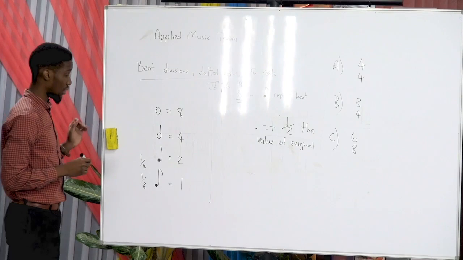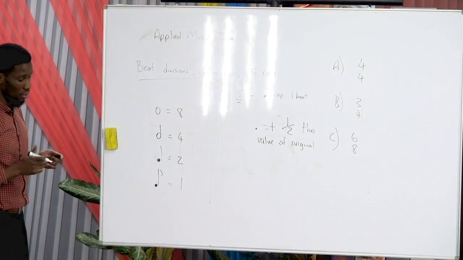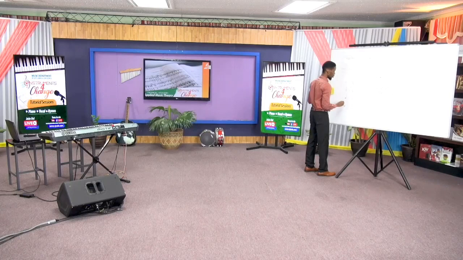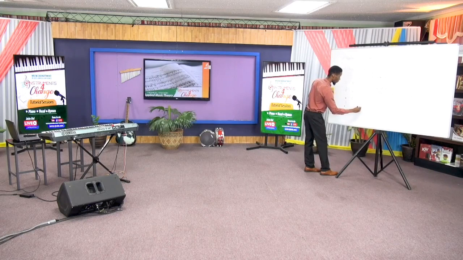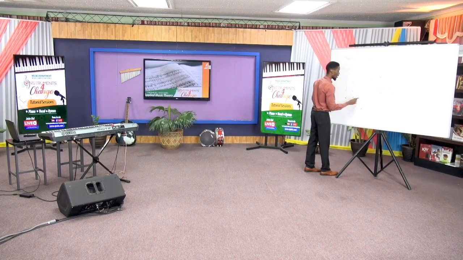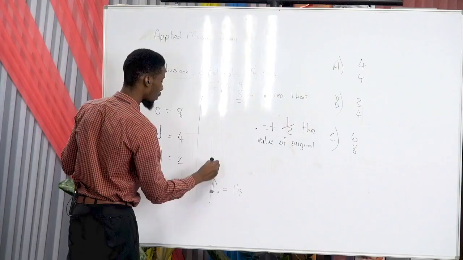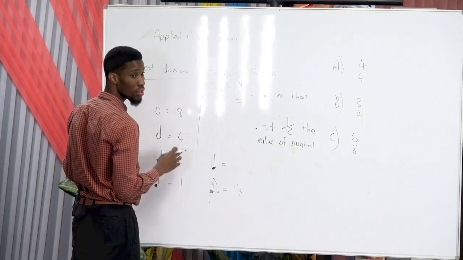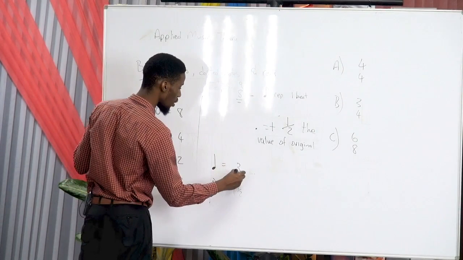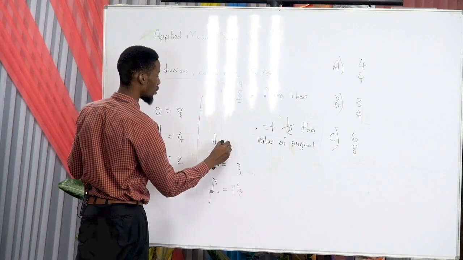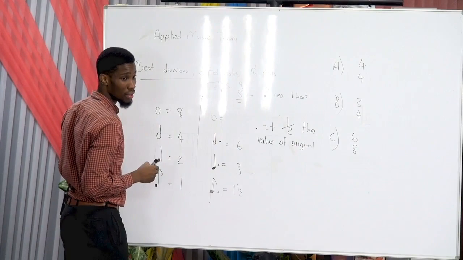For 9-8, we're going to look back at the same hymn, Blessed Assurance, and show you how dotted notes work. A dotted quaver would now be worth 1.5. A dotted crotchet would be worth 2 plus half of 2, which is 1, so 2 plus 1 is 3. This would be worth, and you can figure out the rest, 6. And this would be worth half of 8, which is 4, so 8 plus 4 is 12.